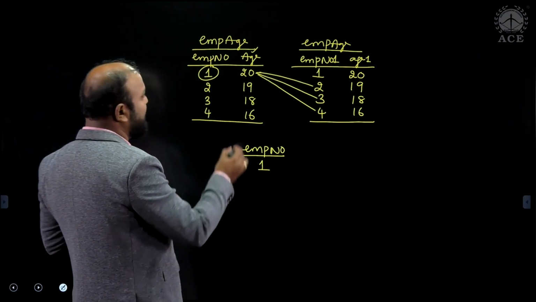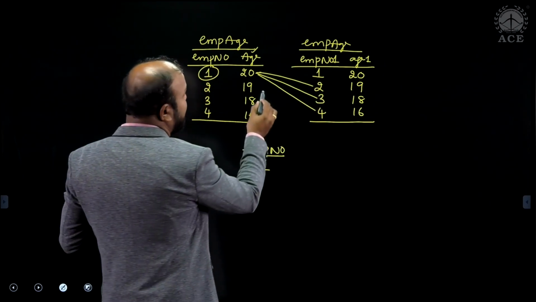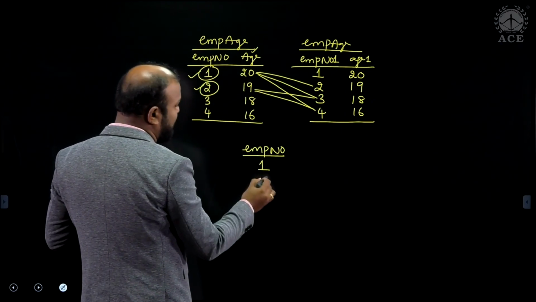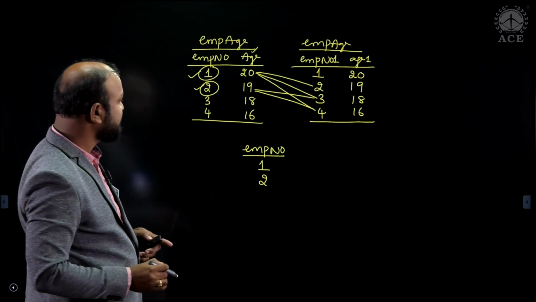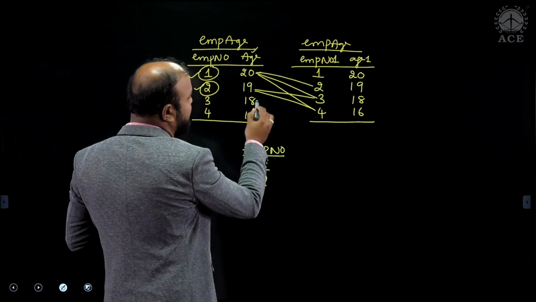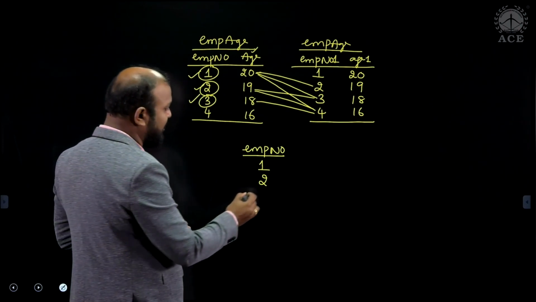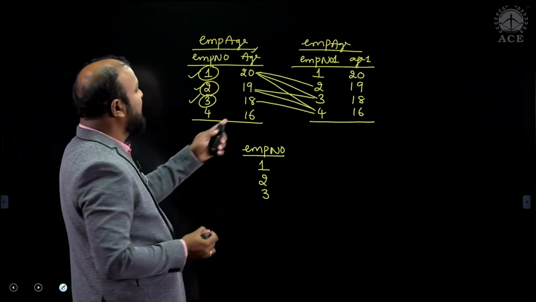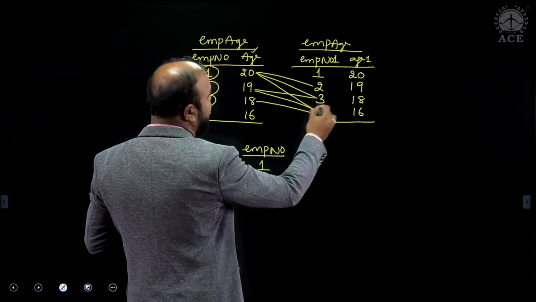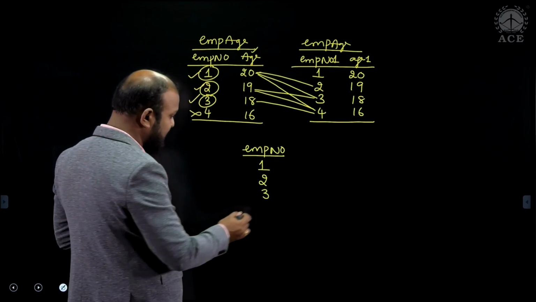When you look at the combination with the second tuple, 19 greater than 20 false, 19 greater than 19 false, 19 greater than 18 true, 16 true, means this is also true. So the employee number 2 is also possible in the output. For the third tuple, 18 greater than 20, 19, 18 false, 18 greater than 16 is true. So it is also going to give you employee number 3 in the output. And the last combination, 16 greater than 20, 19, 18, 16, all are false. So this employee number should not be in the output.